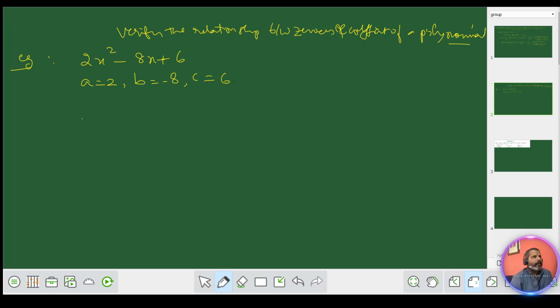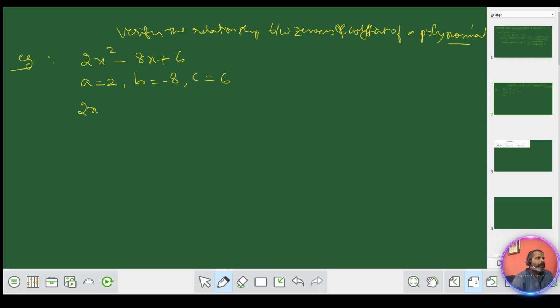Okay. Now we don't know the zeros yet, right? So we have to solve this. How do we solve? Using the first into third method, or splitting the middle term, by using factorization. If you are not aware of the factorization for a quadratic polynomial or a quadratic equation, please go through my previous videos where I've explicitly explained the factorization method.